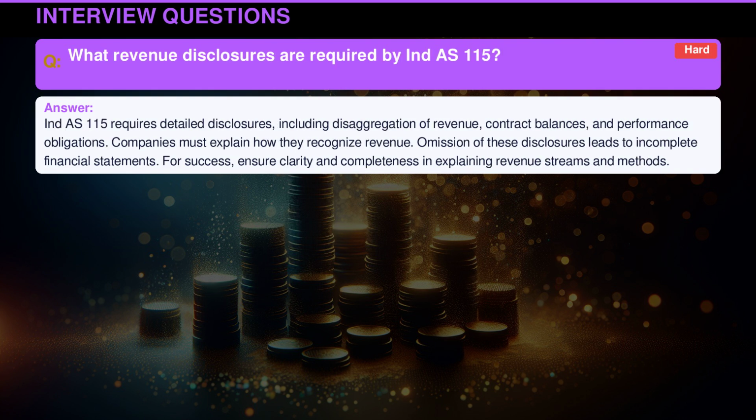Indian Accounting Standard 115 requires detailed disclosures, including disaggregation of revenue, contract balances, and performance obligations. Companies must explain how they recognize revenue. Omission of these disclosures leads to incomplete financial statements. For success, ensure clarity and completeness in explaining revenue streams and methods.